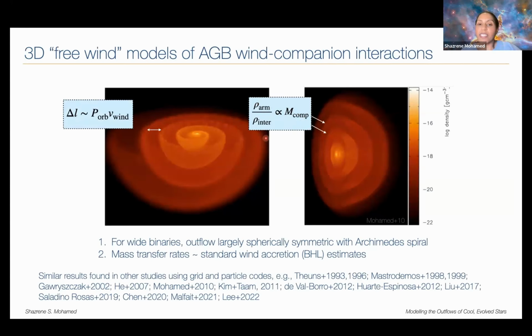determines the density contrast of the gas density in the spiral arm versus in between the spiral arms. And so a more massive companion will have a higher density contrast. It will be able to focus more material in the spiral arm relative to outside of the spiral arm. The mass transfer rates in these cases are typically the same or slightly less than Bondi-Hoyle type accretion rates that were found.